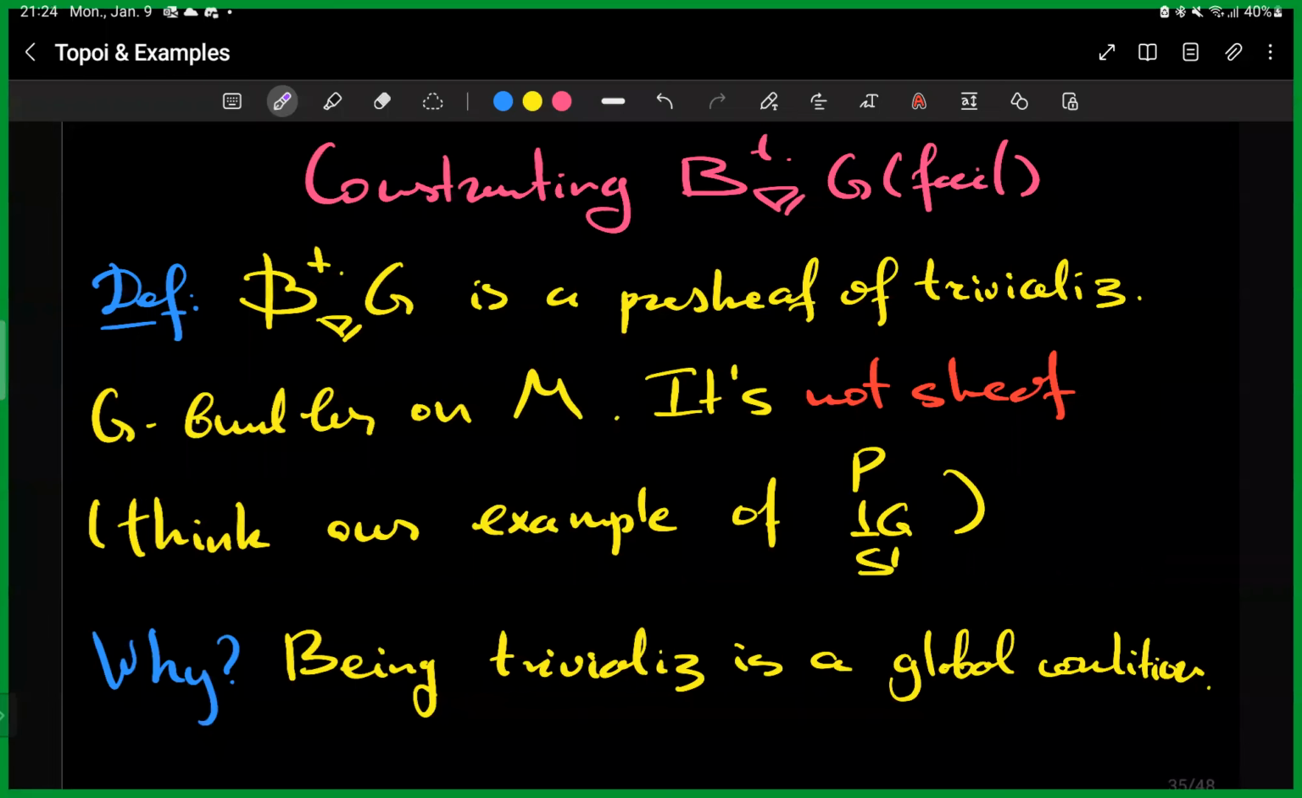But this idea fails miserably. It's not a sheaf, and for practically the same reasons as our example where we tried to classify all bundles with connection. It comes down to the fact that we can have a bundle which is trivializable over each element of an open cover, but is not trivializable over the whole space. So the issue is the same. Being trivializable is a global property, and it's quite hard to track global properties using just sheaves, because sheaves track local properties. They're made to do that. So we need to somewhat amend this construction.